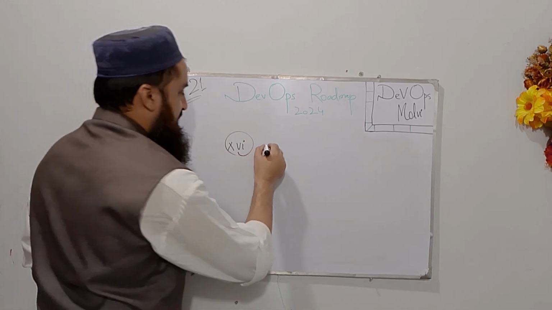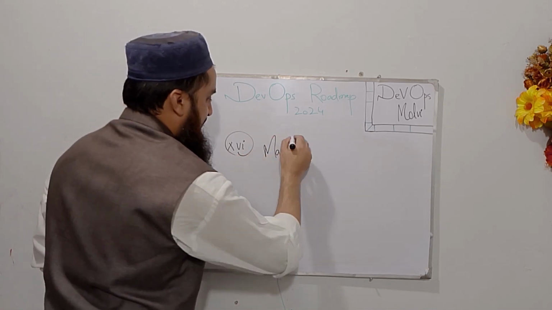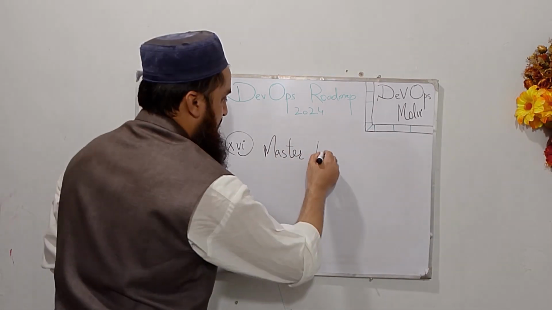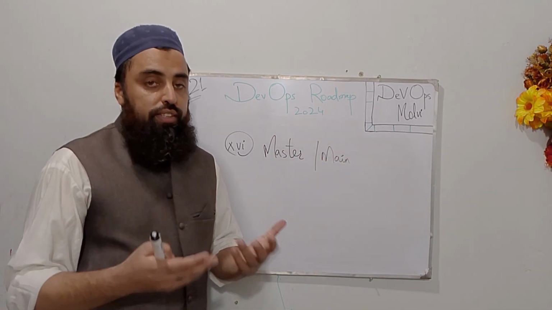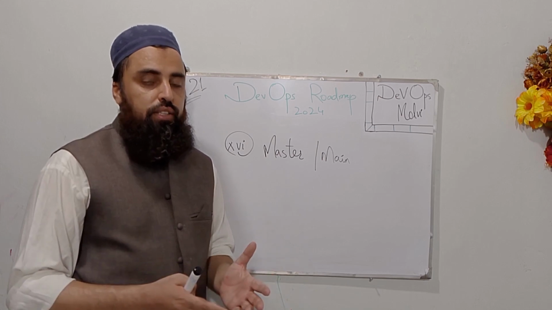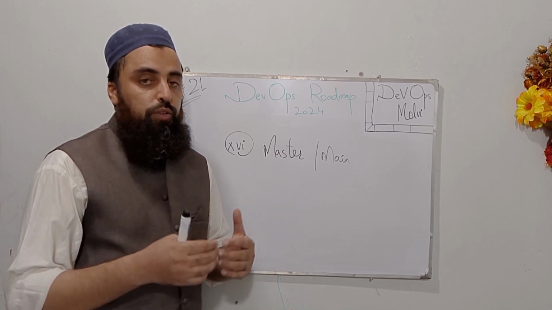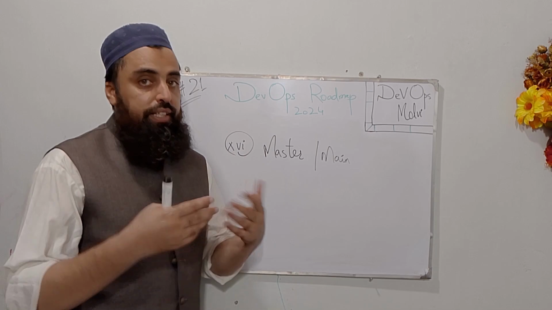The 16th term is easy, and it is master and main branch. So if someone asks you what is master or main branch, you can tell them it is actually the default branch of our Git repository.